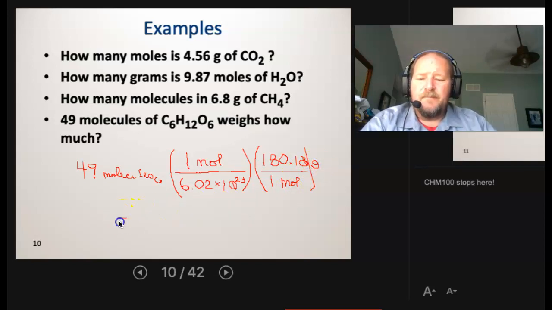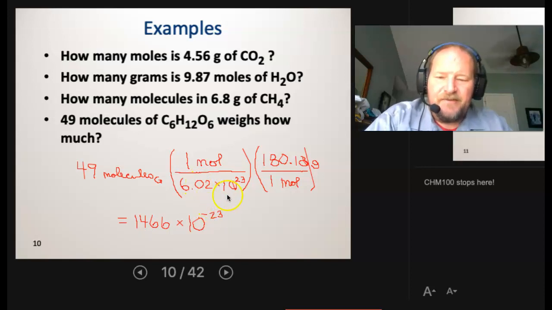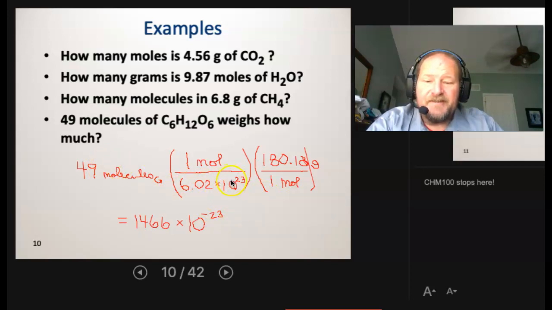All right. So now I'm going to take 49, divide it by 6.02, then multiply that by 180.18. That gives me 1,466 times 10 to the negative 23. Remember, Avogadro's number was in the denominator, so that's going to be 10 to the 0 minus 23, so that's how I got the negative 23. And this, of course, will be grams.